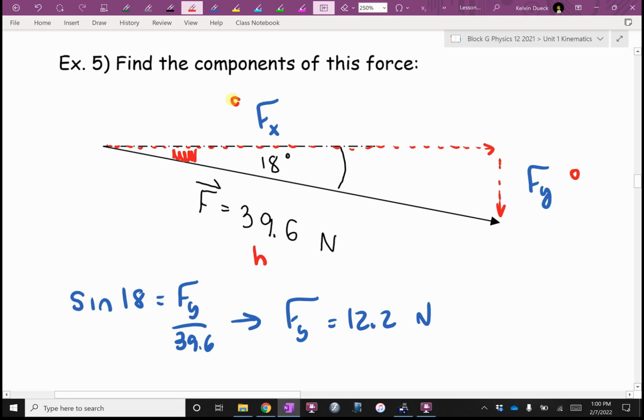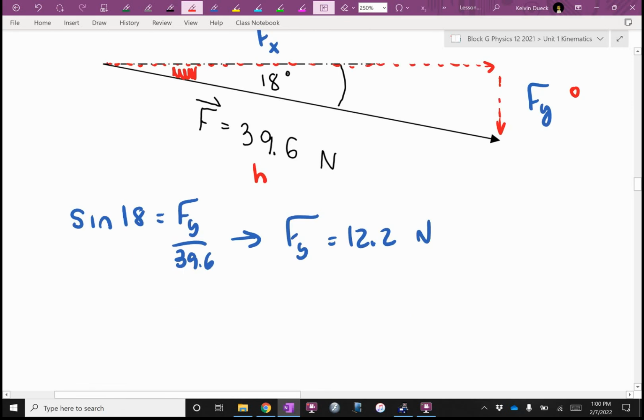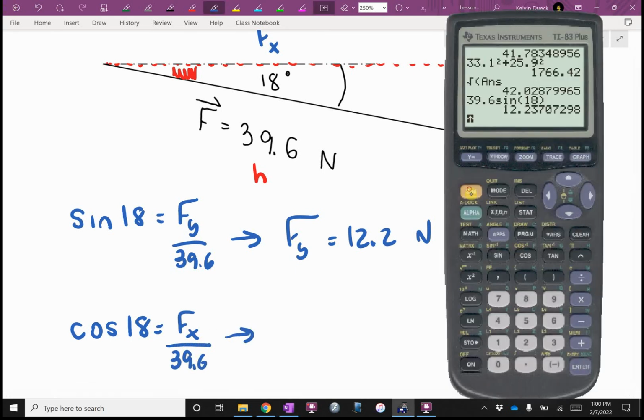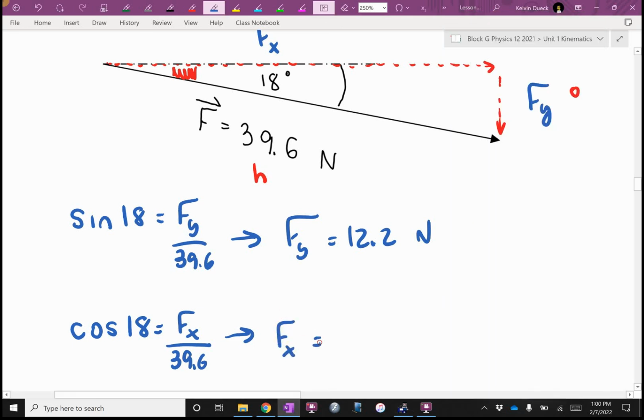Sarah, which trig function will I use to find Fx? Of course I will. Cos 18 equals Fx over 39.6. Hey, I can just backspace and edit. Well, that's convenient. And I get 37.6618, I guess 37.7 newtons.